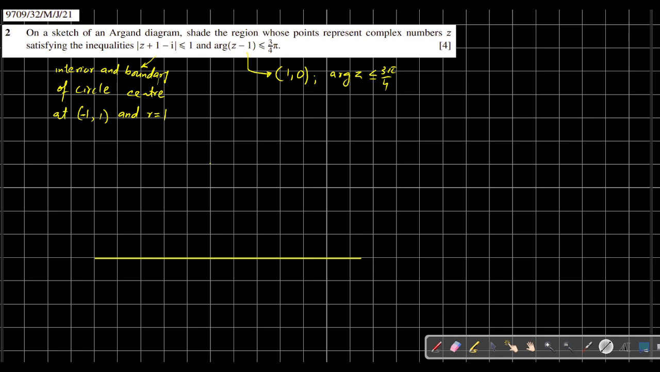So draw real and imaginary axis. Okay, well, so these are imaginary axis and horizontal axis are real axis.